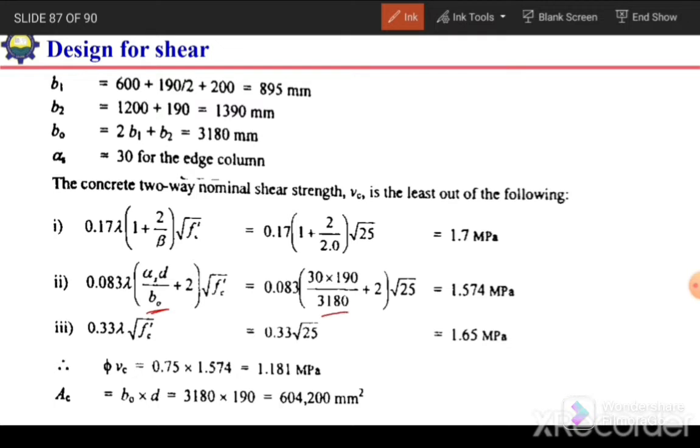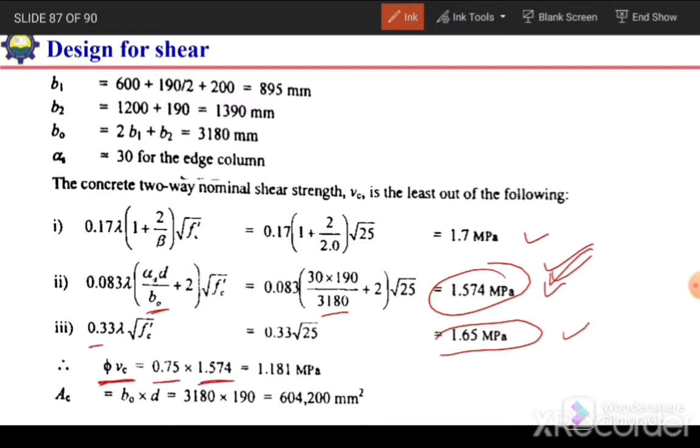So after substituting these values, alpha s and b0, d, we will get this value 1.574. And similarly here 0.33 lambda square root Fc prime, its value is 1.65. So we need to consider the least value. So out of these three, this one is the least value, 1.574. So our design strength will be equal to 0.75 times 1.574. So 1.181 will be our design strength, or the capacity of the slab to resist the shear.